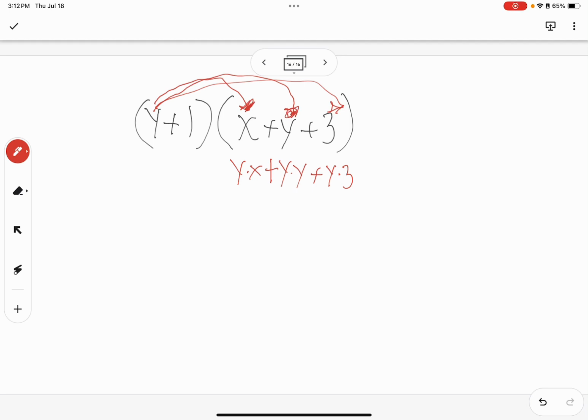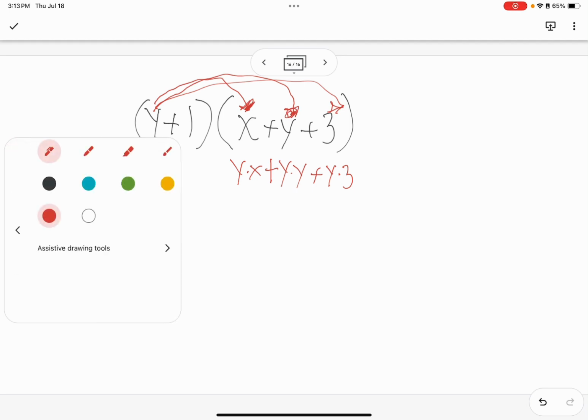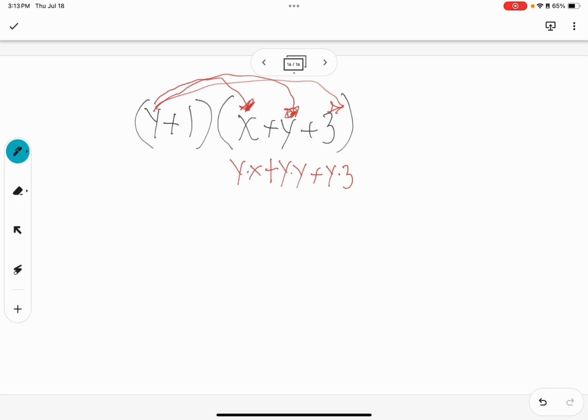And now what I'm going to do is distribute the 1. So 1 times x. And because it's a positive 1 times a positive x, it's going to be a plus 1 times x.